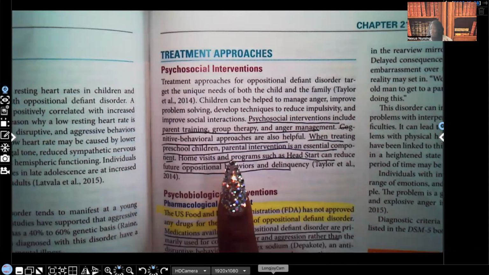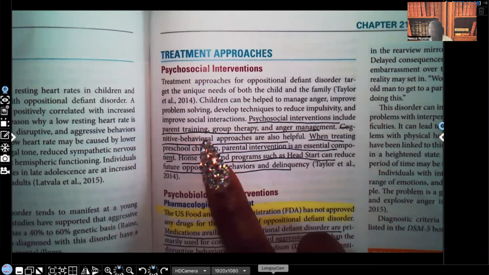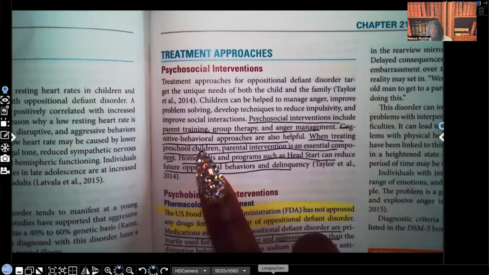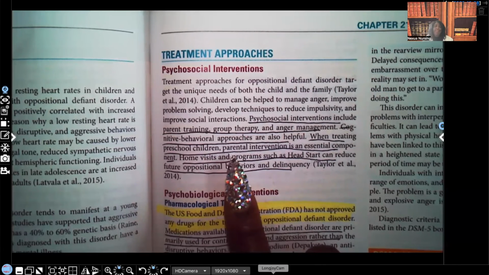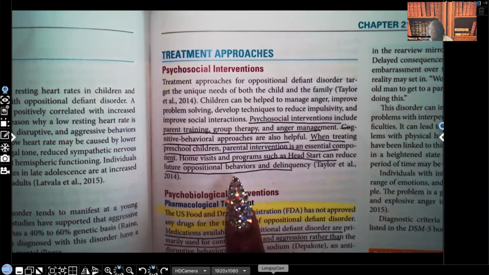Treatment approaches, psychosocial interventions. Psychosocial interventions include parent training. The parents absolutely have to be involved in the therapy, okay? Parent training, group therapy, anger management, cognitive behavioral approaches are also helpful. When treating preschool children, because remember, we can see this as early as 3 years old, parental intervention is a very important component. Home visits and programs such as Head Start can reduce future oppositional behaviors and delinquency.